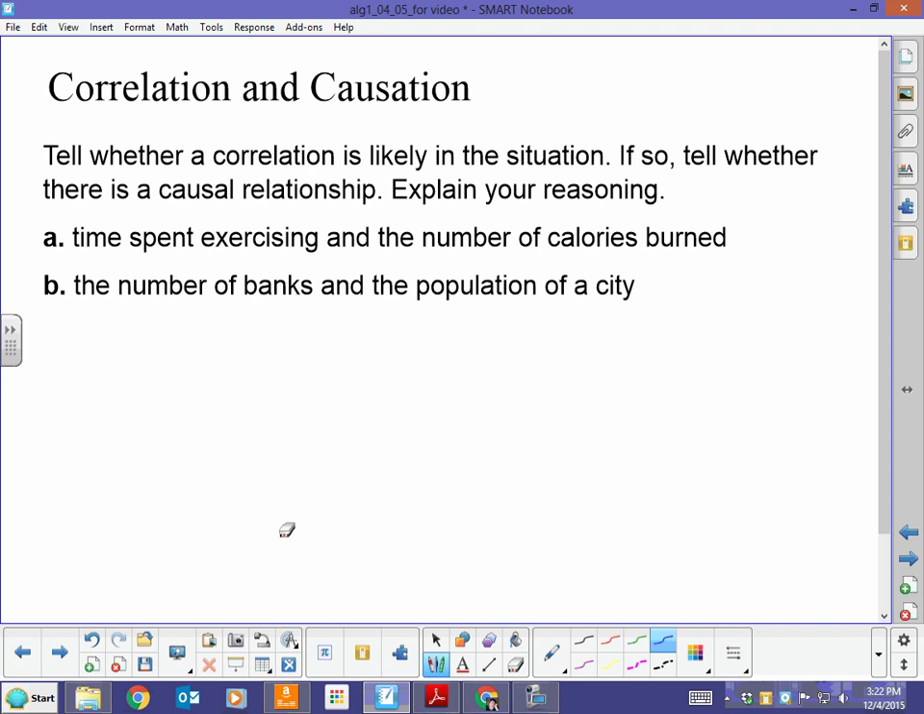Now, if we look at B, the number of banks and the population of a city, well, generally, the bigger the city in terms of the number of people that live there, the more banks you're going to have, right? But the number of banks does not cause the population of a city to grow. So you could have a city and build 10 extra banks. That's not going to automatically raise the population of the city. So there's no causal relationship there, even though generally the greater number of banks in a city, the greater the population of the city, but one does not cause the other. Okay, so that's correlation and causation.